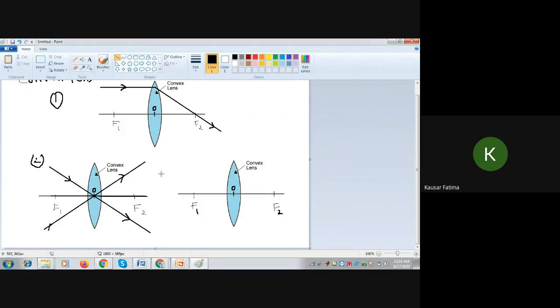What does that mean? It is coming towards the lens through this F. So what will happen to this ray? It will become parallel to the principal axis. This is the principal axis, and the ray is becoming parallel. So we need to choose any two rays to locate the image formed by any object.